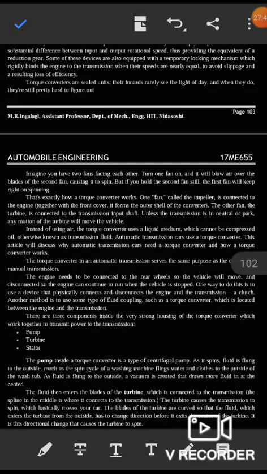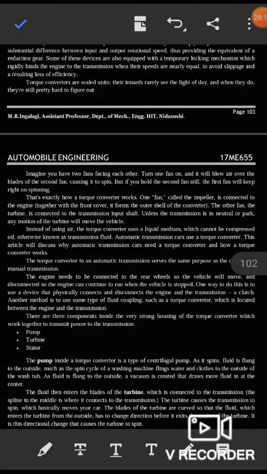Imagine you have two fans facing each other. So two fans, for example, two table fans, which are facing each other. Turn one fan on and it will blow air over the blades of the second fan, causing it to spin. But if you hold the second fan still, the first fan will keep right on spinning. That's exactly how the torque converter works.